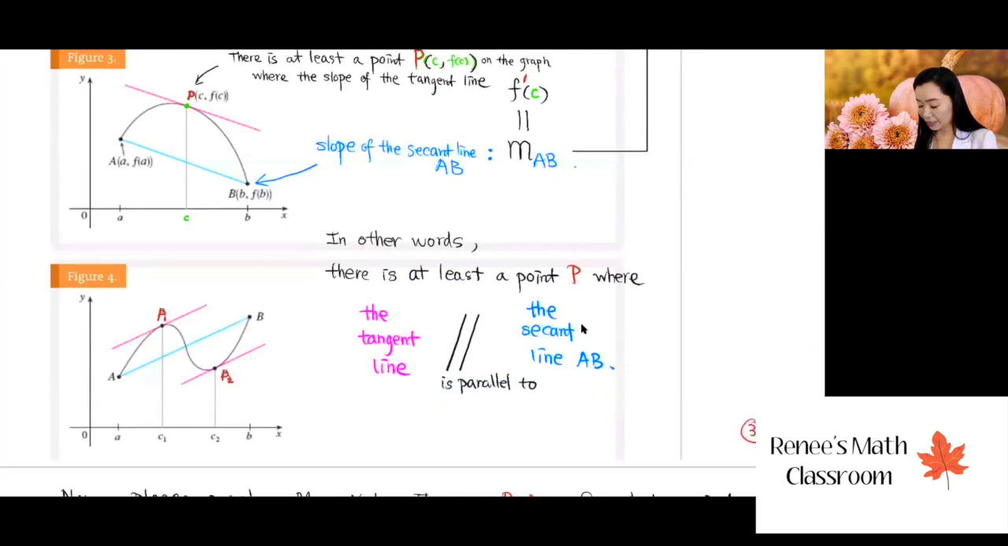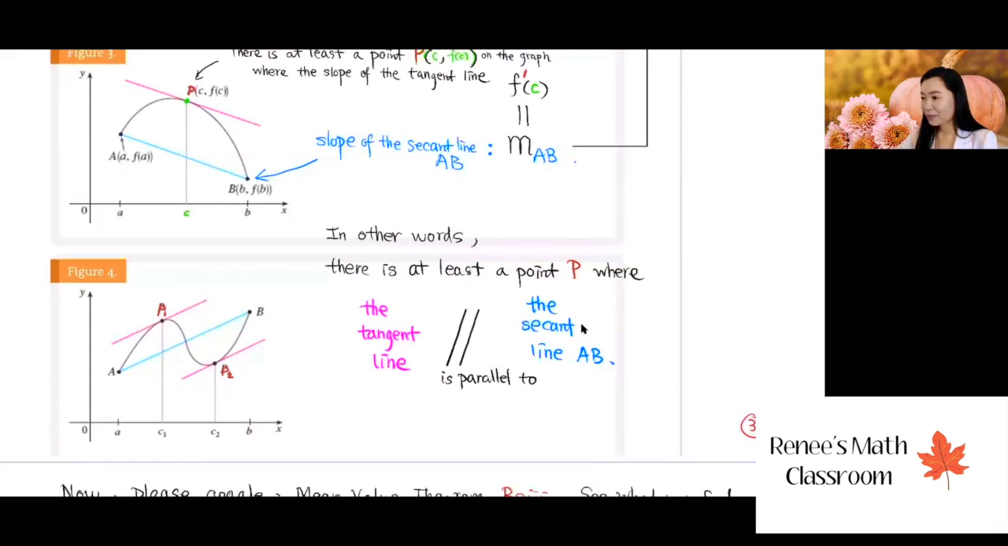In other words, there is at least a point, say P, where the tangent line is parallel to the secant line. Sometimes you have only one point where the tangent line is parallel to the secant line. Sometimes you have more than one point, like 2 points: the tangent lines here and here are both parallel to the secant line passing through the 2 endpoints. That is the mean value theorem.